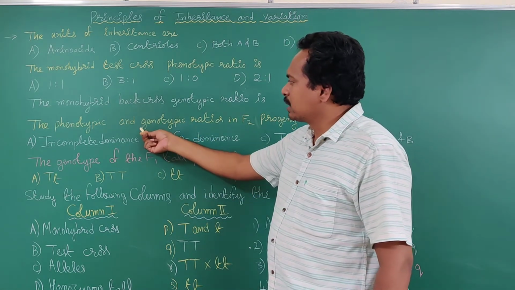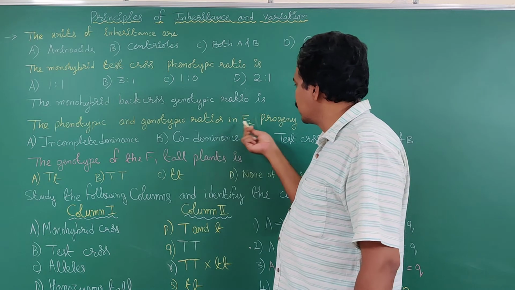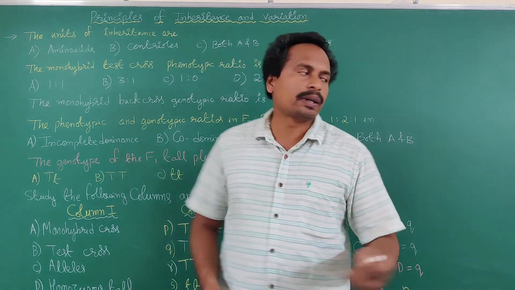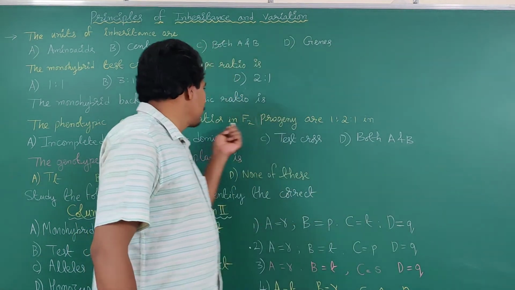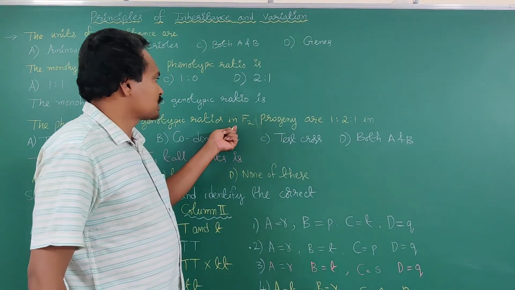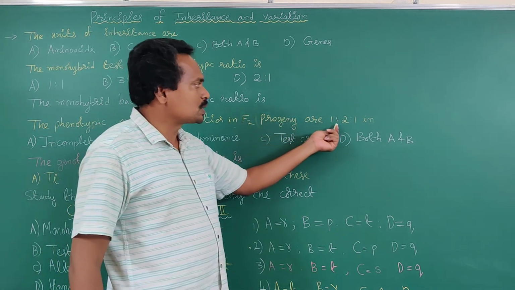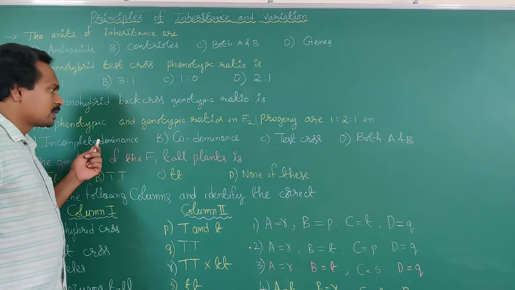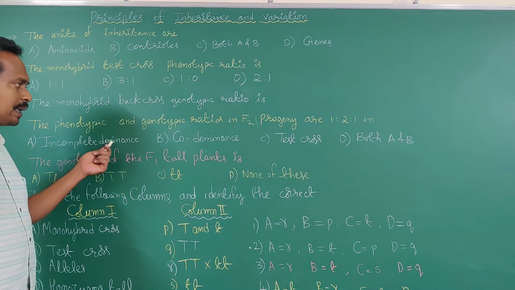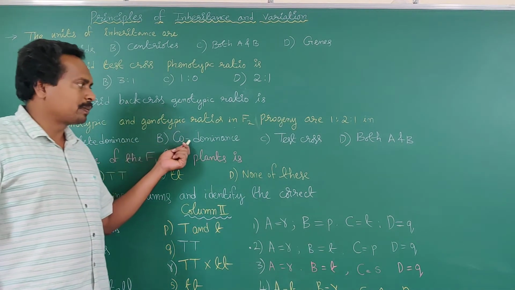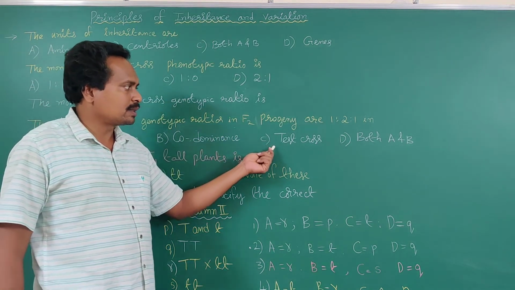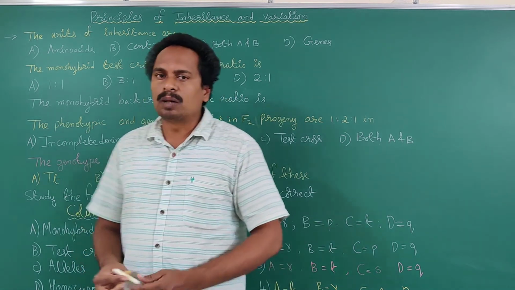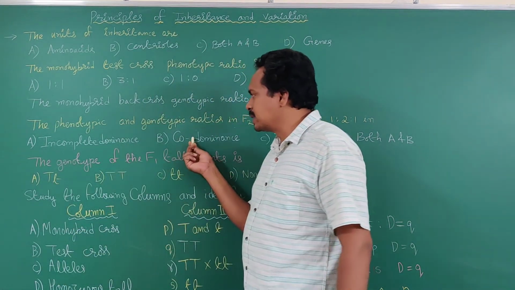The phenotypic and genotypic ratios in F2 progeny are 1:2:1 in which of the following options? What are the options given? Option A incomplete dominance, option B codominance, option C test cross, option D both A and B. We have already learned about incomplete dominance and codominance.